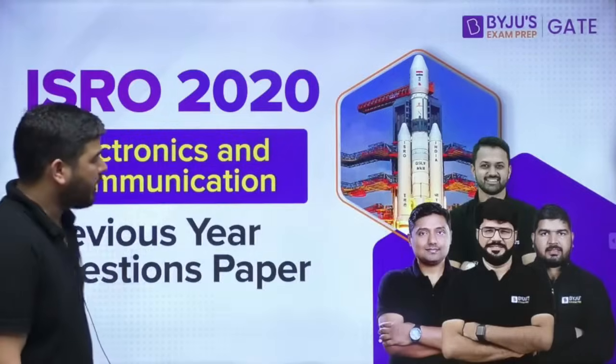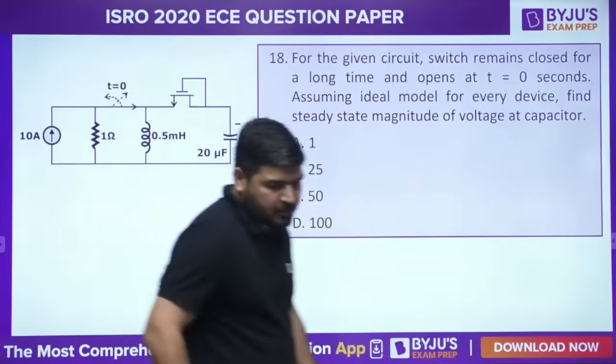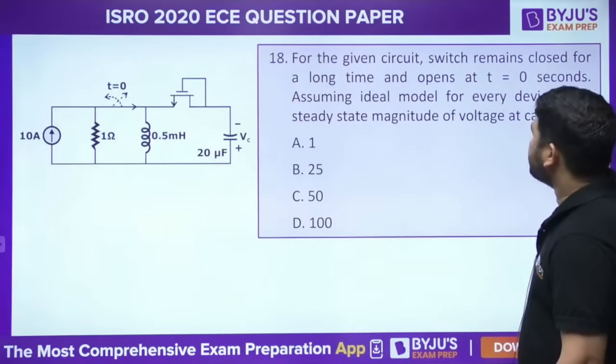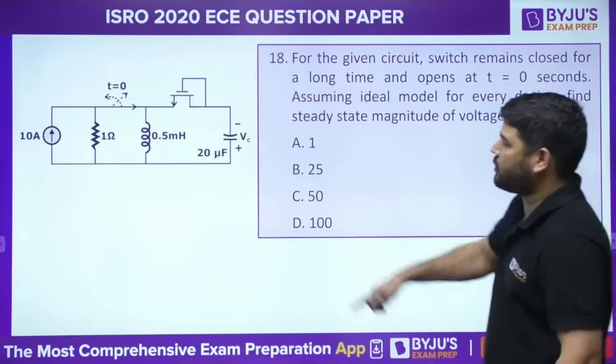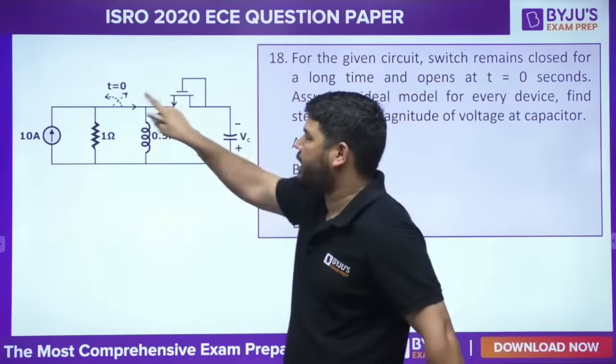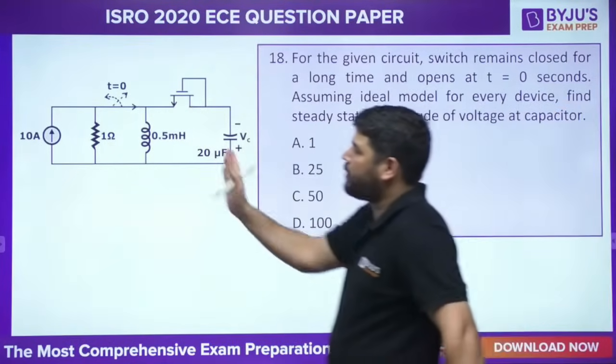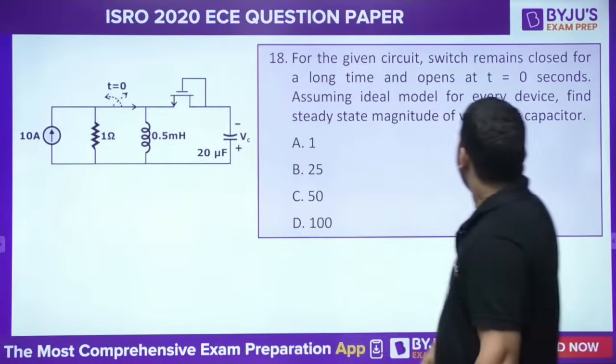Let's not delay. This is your first question on your screen. You can see that for a given circuit, the switch remains closed for a long time. So this is the switch, it remains closed for a long time and opens at t equal to 0. At t equal to 0, you are opening it.